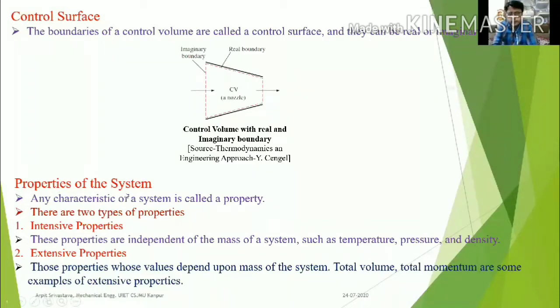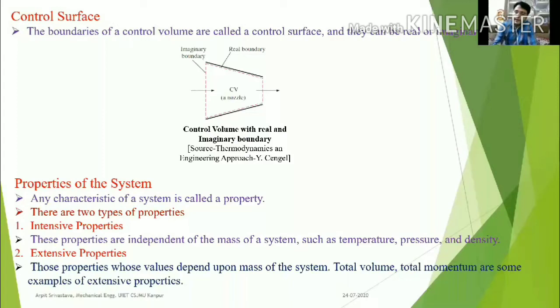So what is a property of the system? We can relate this concept with coordinate mathematics. In coordinate mathematics, if we define any type of motion, we take some coordinates, x coordinate, y coordinate, z coordinate with respect to time.